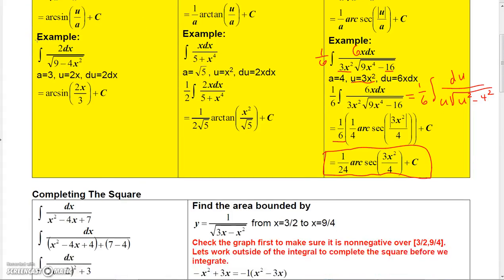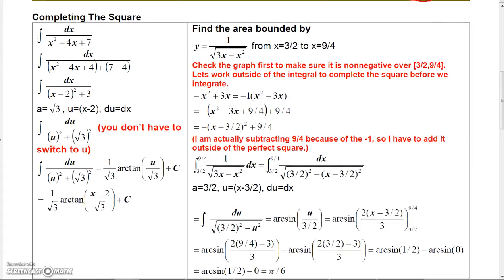Now there's other examples where you might have to do some work to put it in the proper form. Here you'll notice I have the integral of dx over x squared minus 4x plus 7. Well, I can actually complete the square here. For x squared minus 4x, if you take half of -4, you get -2, and then you square it, you get 4. So what I can do is add 4 to the first two terms and then take 4 away from the third term, and then what that'll give me is a perfect square, so that's x minus 2 quantity squared plus 3.